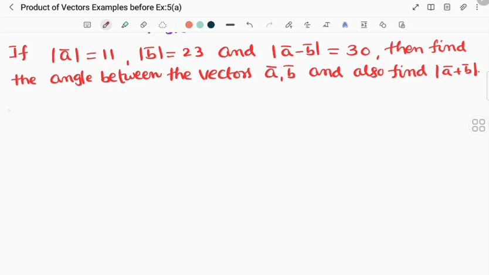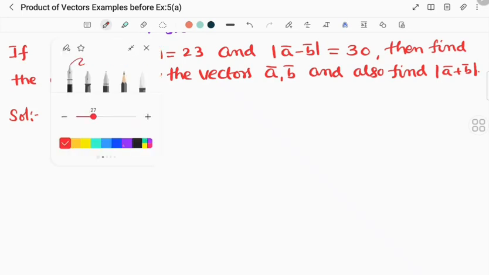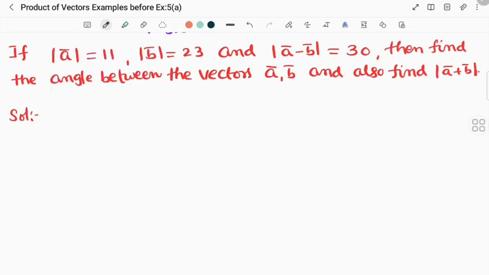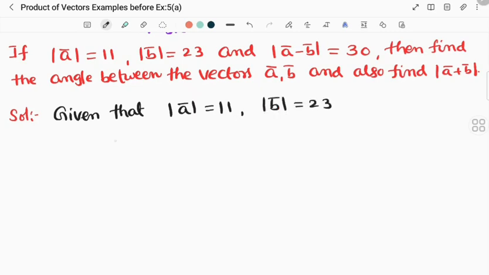Here's the question. This is a good question. It will come for 4 marks. You may expect it in the exams. It's a good question, dear students. So what conditions are given? Given information, I'll write it first. Given that mod a bar equal to 11, mod b bar equal to 23, and mod a bar minus b bar is equal to 30. This information is given.